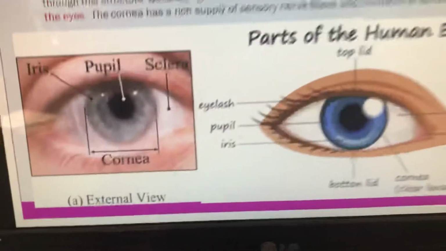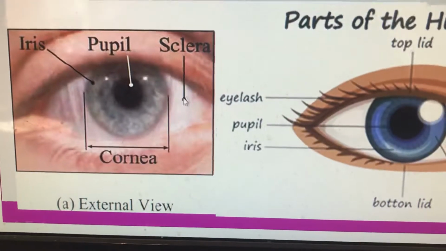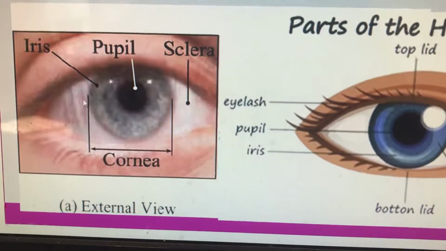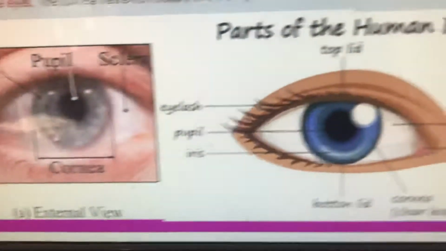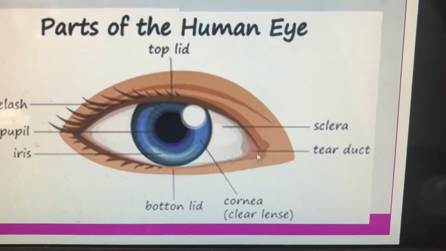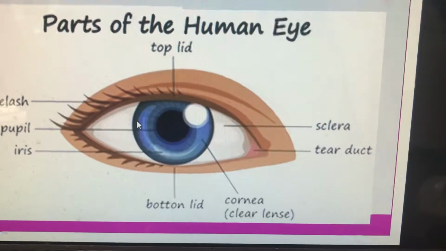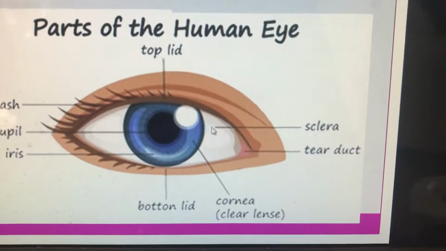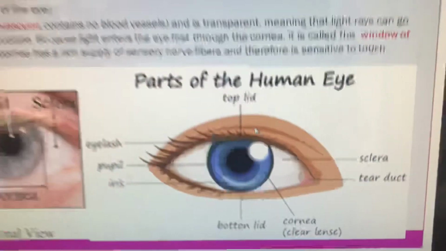So let's take a closer look. So you have your sclera here, and then the cornea is this outer layer of the eyeball here, okay? Again, in this picture, so this is the cornea here, okay? It's transparent, unlike the sclera, okay?